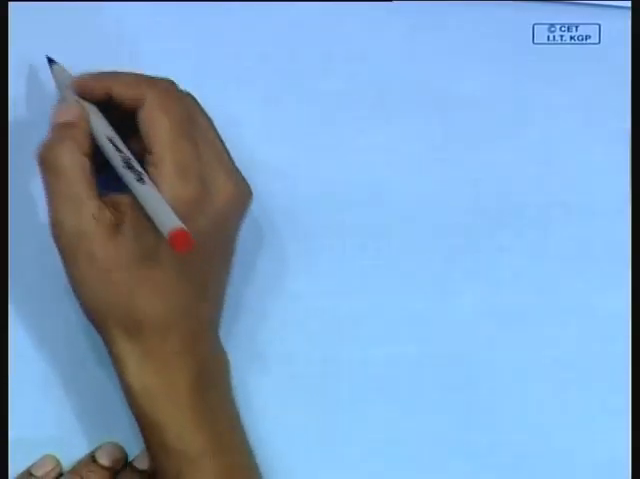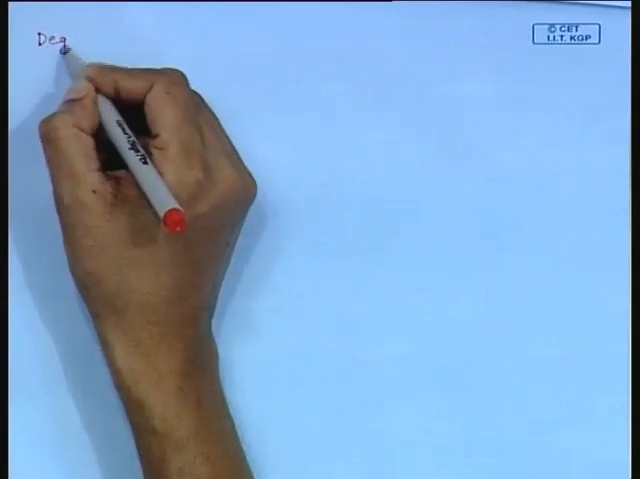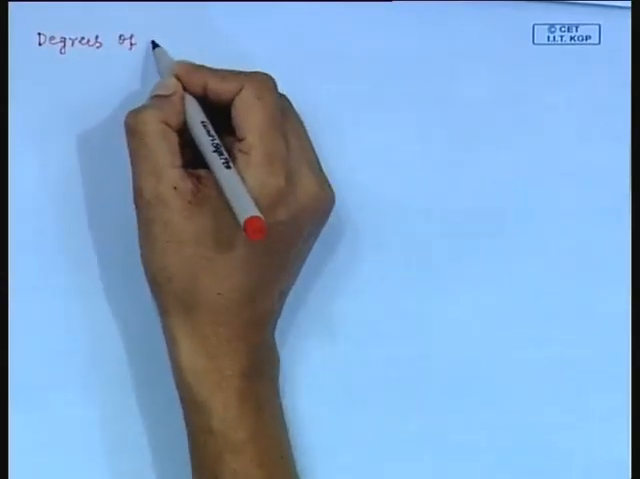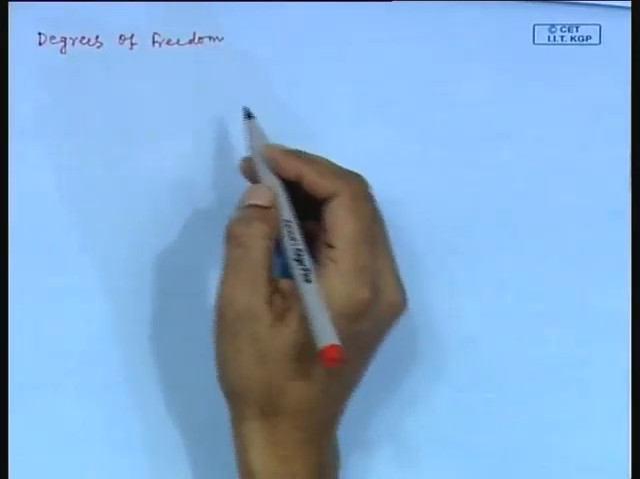So the next topic is the degrees of freedom for the example distillation column. Here we will consider the same example as in the development of the distillation model, where N is the total number of trays excluding condenser and reboiler. We will use this notation in the degrees of freedom analysis.